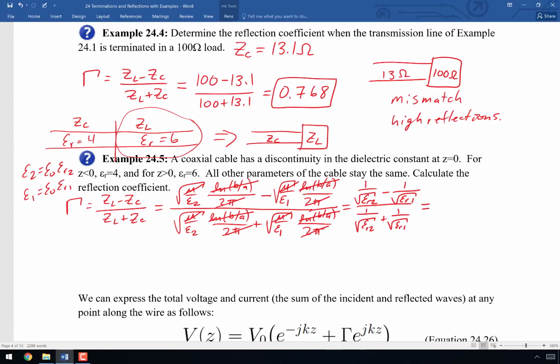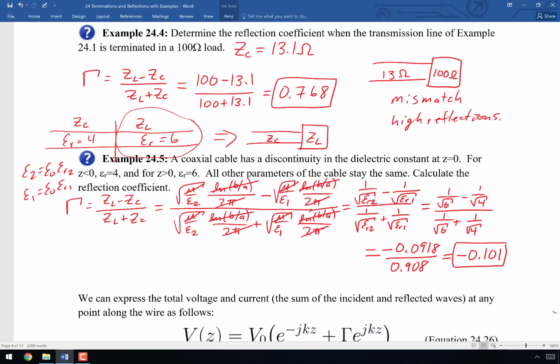And that is equal to 1 over the square root of 6 minus 1 over the square root of 4, divided by 1 over the square root of 6 plus 1 over the square root of 4. And when we work that out, it is negative 0.0918 divided by 0.908, and that is negative 0.101. Couple of quick observations.